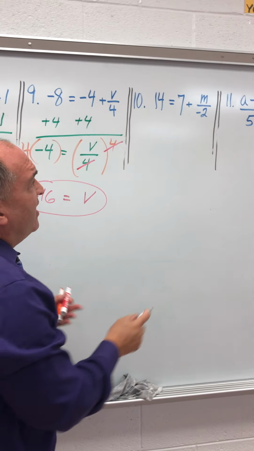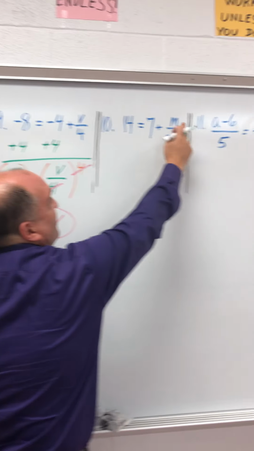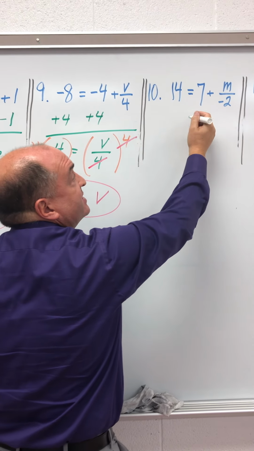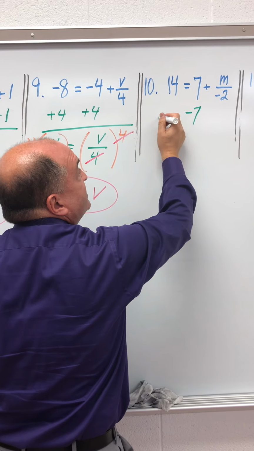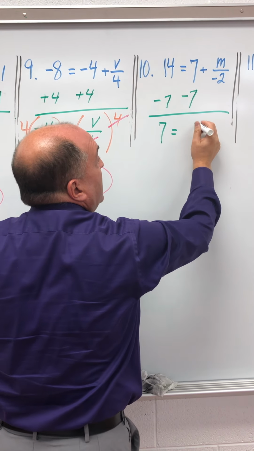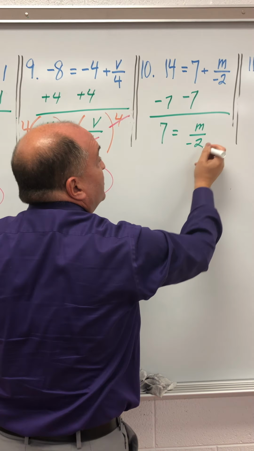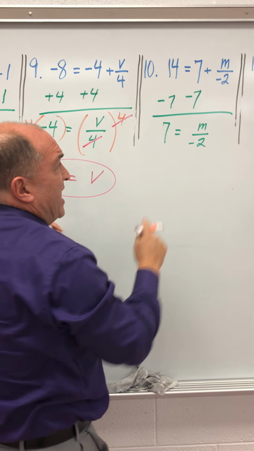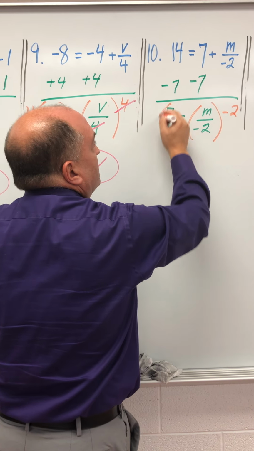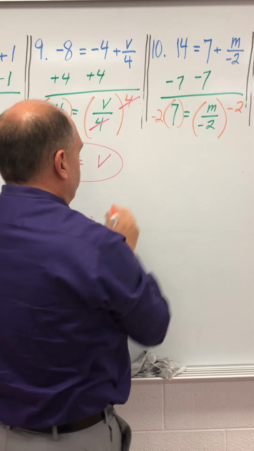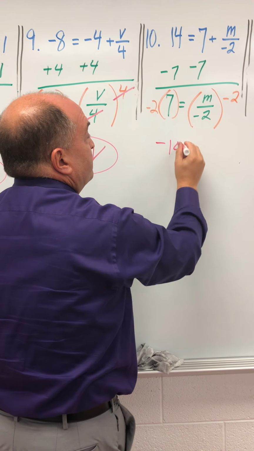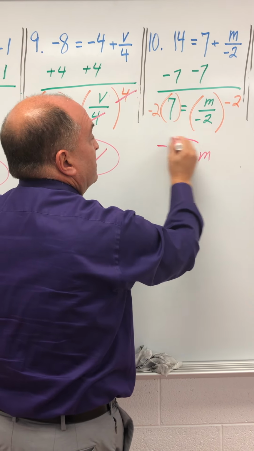Same thing over here. Look, I got this divide over here. I'm going to minus the 7 first. Minus 7. I get 7 equals m over negative 2. M over negative 2, I'm going to multiply by negative 2. I get negative 14. Right?